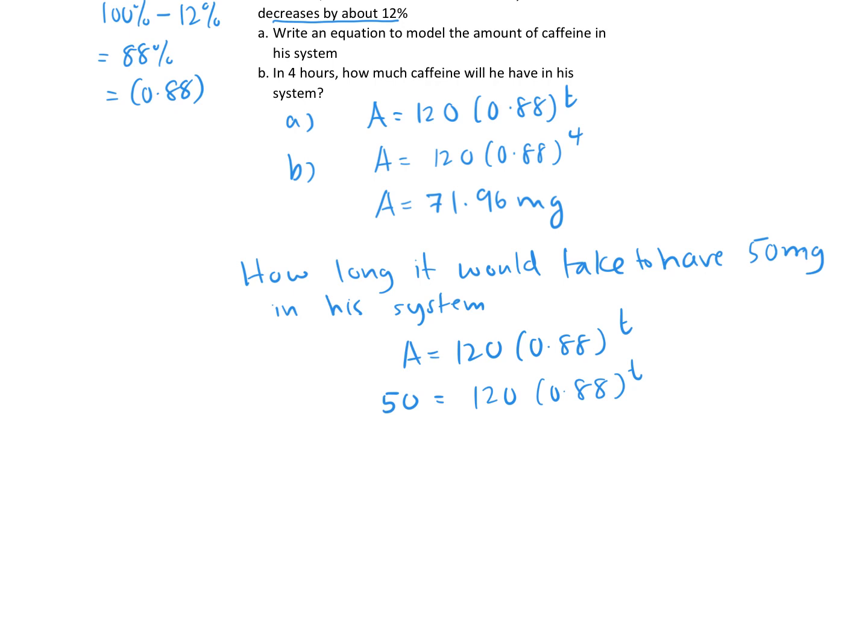You can't multiply the 120 by the 0.88 because the 0.88 is not really 0.88. It's 0.88 to the power T, and we don't know what T is. So we really don't know this value. So we want to get rid of the 120. Since it is multiplied by the 0.88, we're going to divide, and we'll do the same on the other side. So we're going to get a decimal. So we've got 50 divided by 120 is 0.4167.